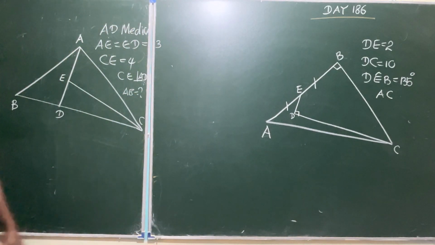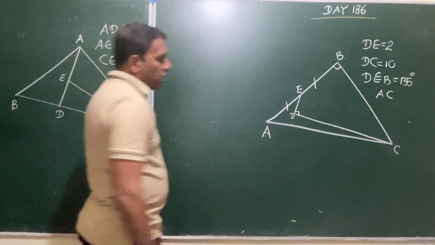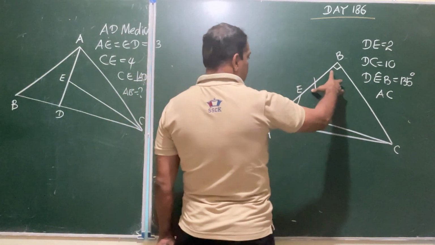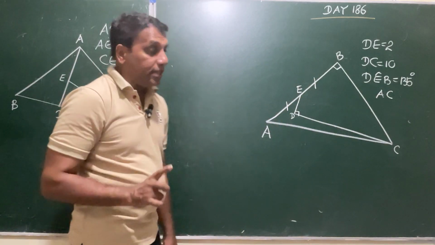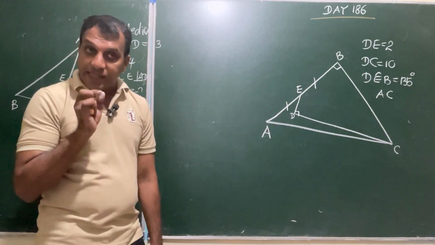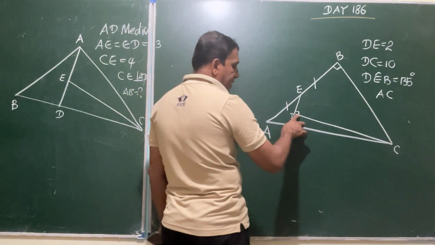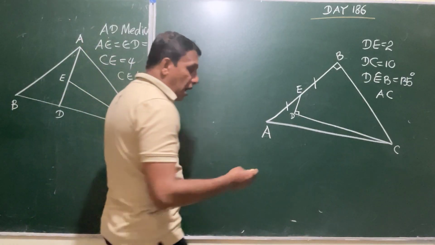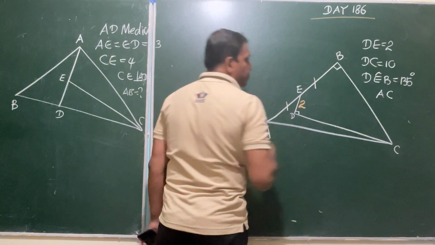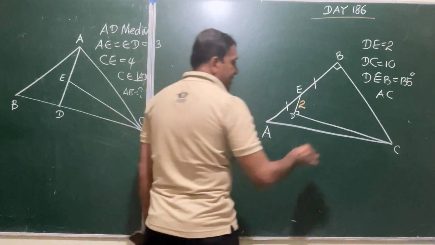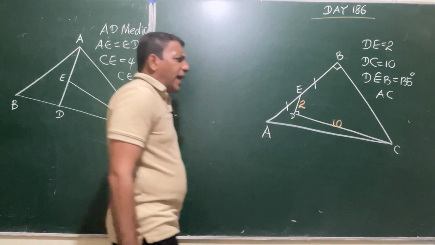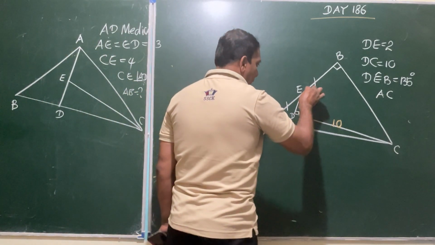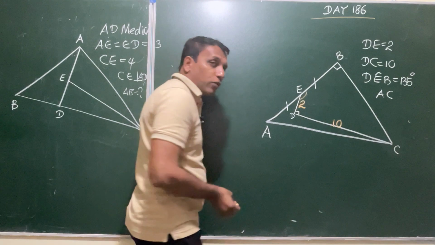Okay, come back today, day 186, nice geometry. Let's read the problem. This is a triangle ABC, right? BE equals AE, that means E is the midpoint of AB. Here the angle is 90 degrees, right? D is on the line, and DC is 10. And angle DEB is 135 degrees, right?